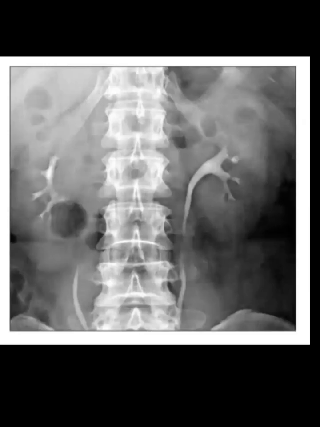Any pathology can you see on the right side? A 62-year-old man, a smoker, presented with painless gross hematuria. There is a blackish area in the lower pole of the right kidney.